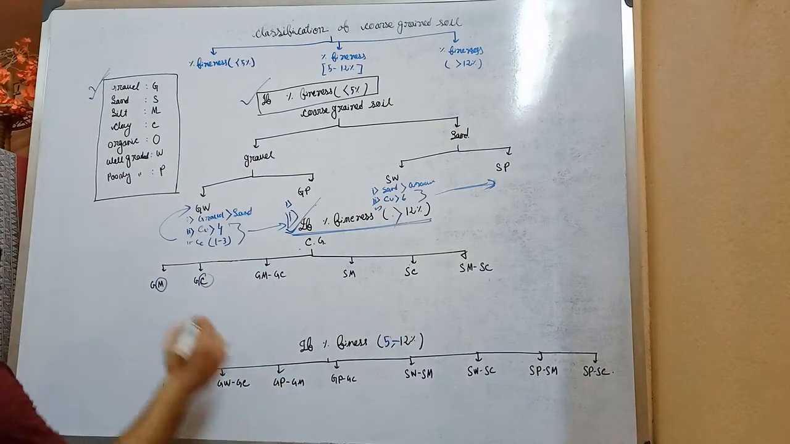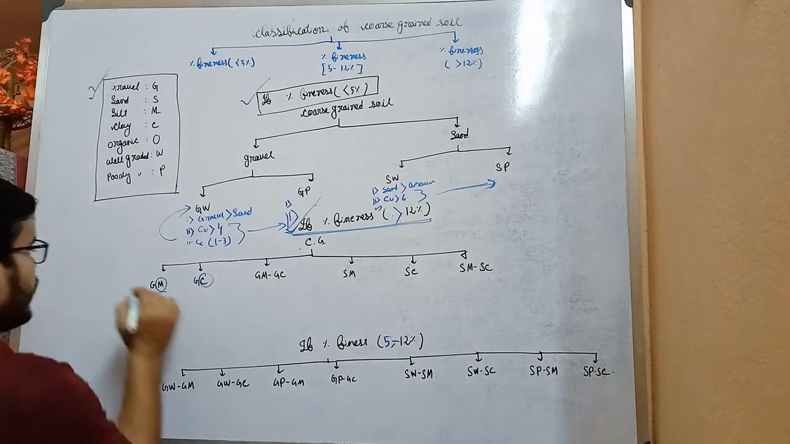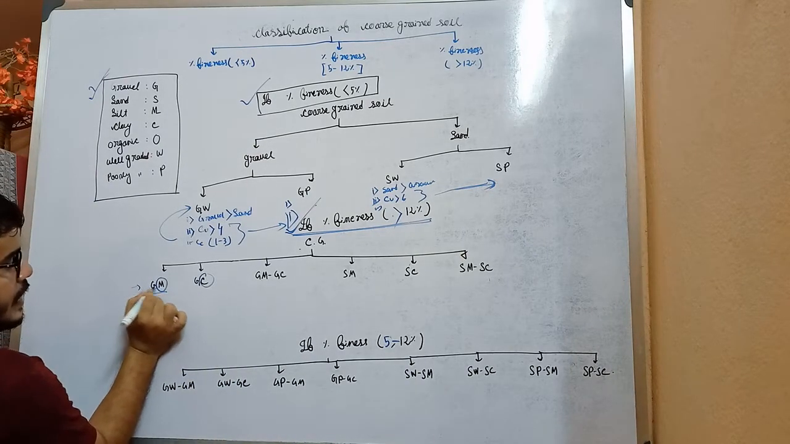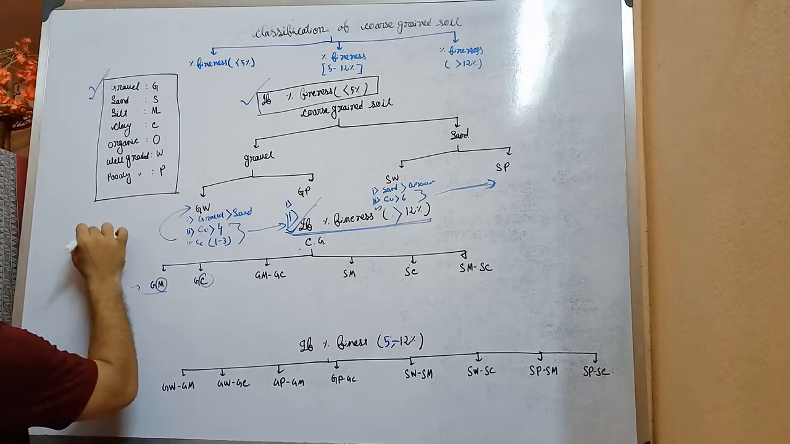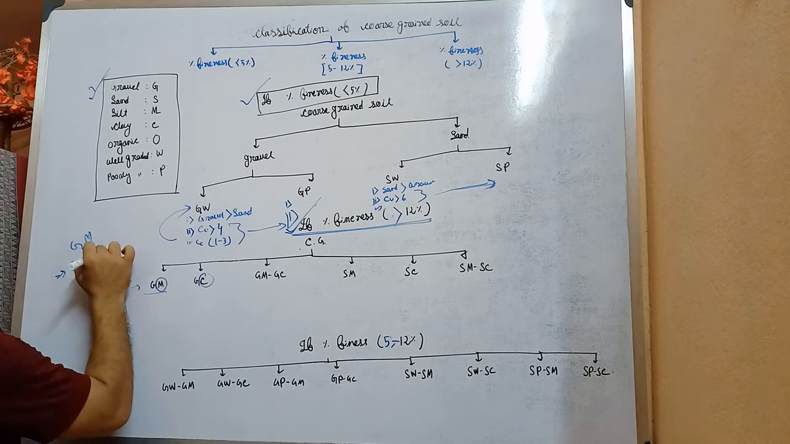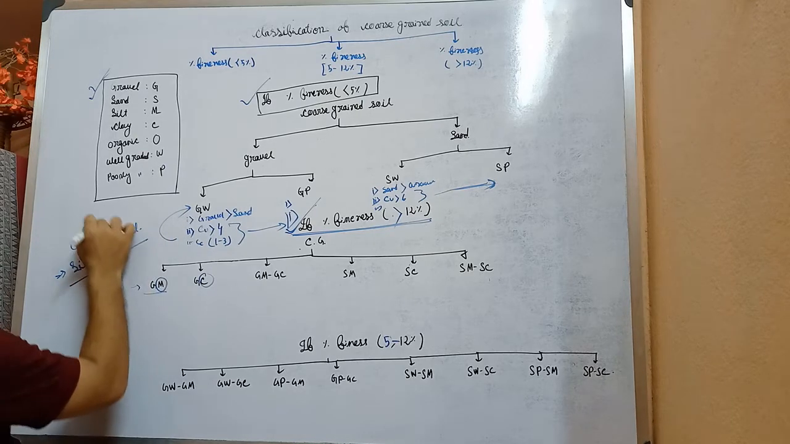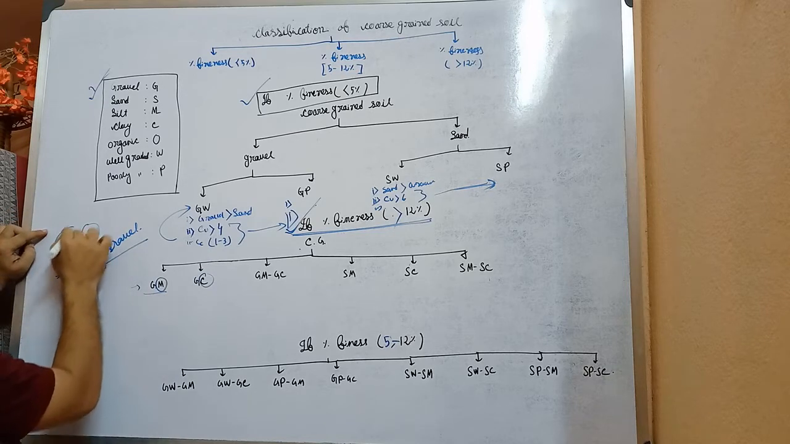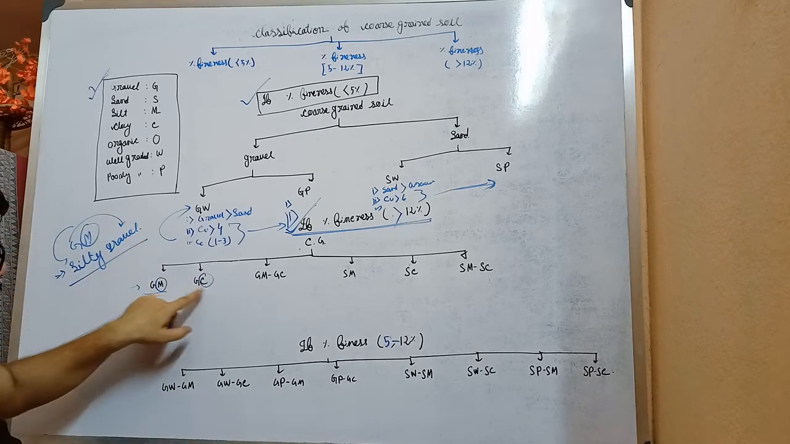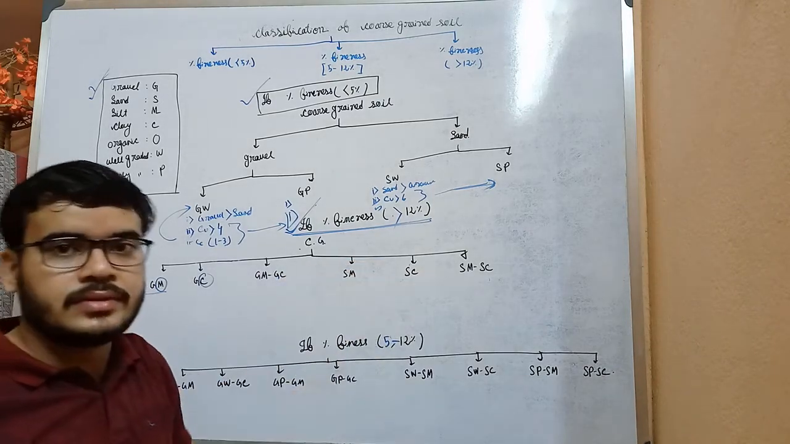So how can we call it? GM means silty gravel. Write the note here also. GM means silty gravel. The silt term will come first and then gravel. Silty gravel, clayey gravel, silty sand, clayey sand.